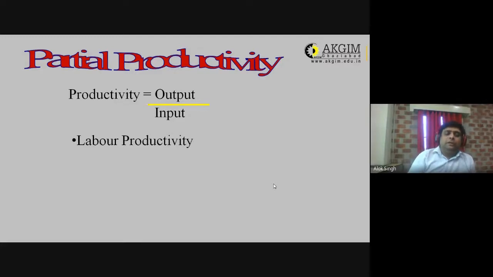Okay, so you will check the total output produced by that person or that labor divided by man hour. What is man hour? It means the hours that a particular person deployed to produce some type of product. Okay, so that is basically labor productivity.